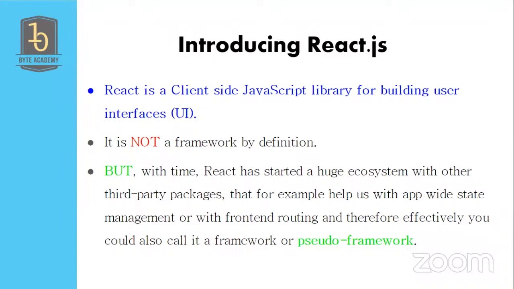Then it can also do front-end routing. Again, React can do this with the help of some third-party packages. Therefore, we can effectively call it a framework. Or, as it is a library but kind of acting as a framework, we can effectively call it a pseudo framework, where it is actually a library, but it has combined with other third-party packages to behave like a framework.